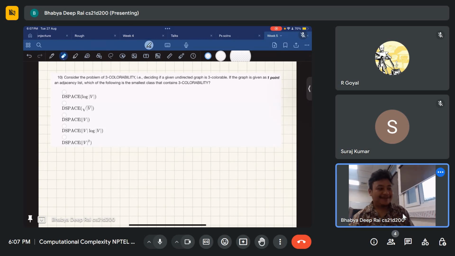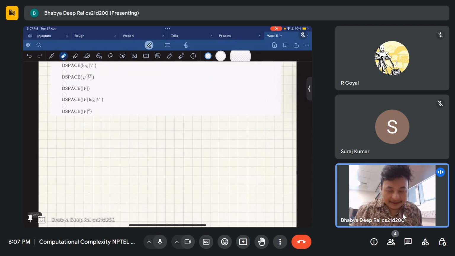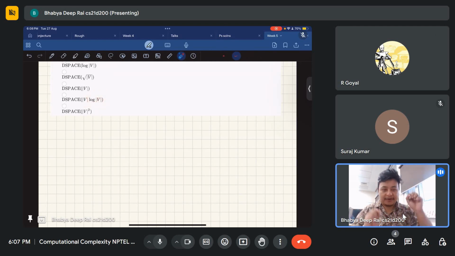Yeah, that's good. That is a good bet actually, because this log V that you are seeing is probably because of some encoding, right? Because you are using some kind of numbering scheme to refer to a particular vertex. That's what you mean. Yes. But the interesting thing is actually we can get rid of that. Suraj is here. Hi, Suraj.